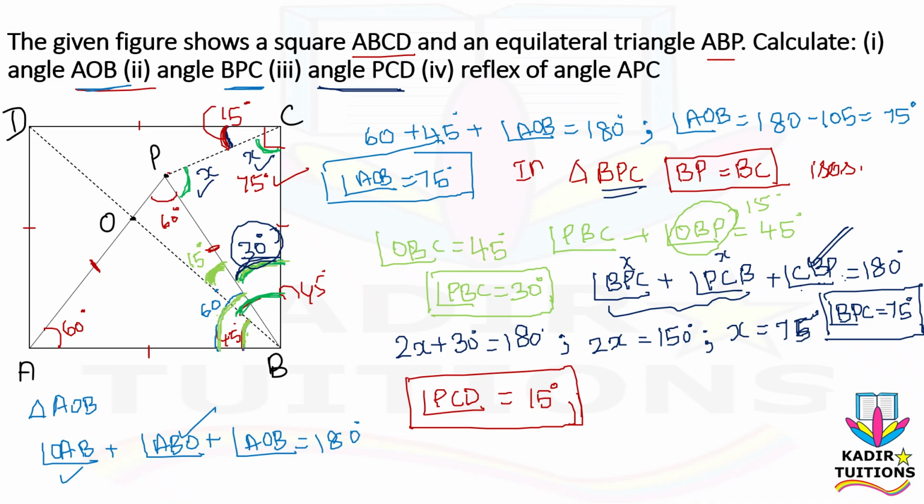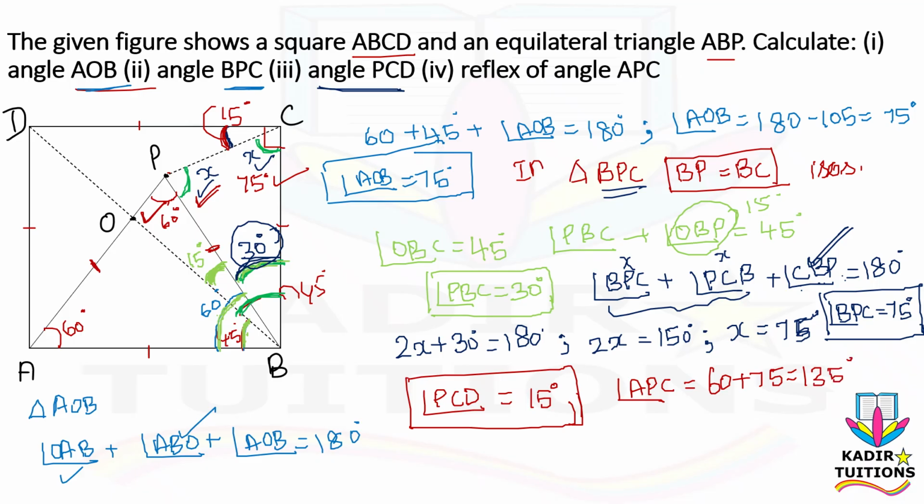Now the fourth question is, what is the reflex of angle APC? First, for that we need to know what is angle APC. So what is angle APC? APC has been divided into two parts. One part is over here, 60 degree, and the other part is over here, which is 75 degree. So we have to add 60 plus 75. So it is going to be 135 degree.